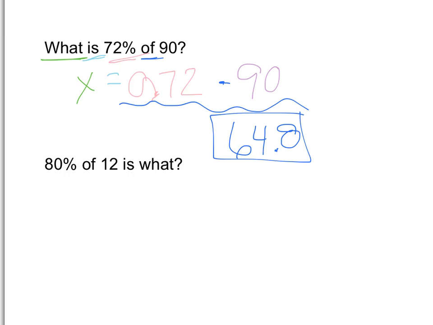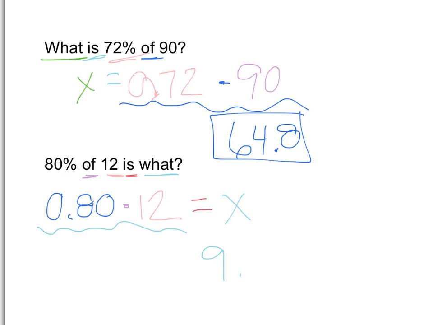Down here it says 80%, so we write 80% as our decimal. Remember, you just read left to right. The word of means to multiply. We just write 12 as it is. Then we have is, which means equal, so we just write an equal sign. And then we have the word what, so that's just our X. So again, we just need to calculate this side. We have 0.8 times 12, so you should get 9.6 for the second one.